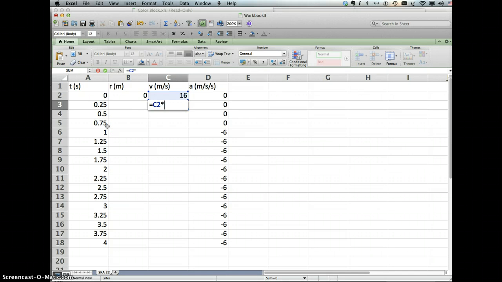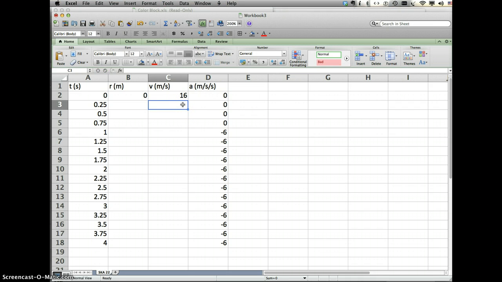So what I'm going to do is multiply by whatever the time step is that I chose, which was 1/4 of a second, 0.25 seconds. So I now have that in there. What did I do wrong? I did something wrong. Oops. Pardon me. Let me start all over.